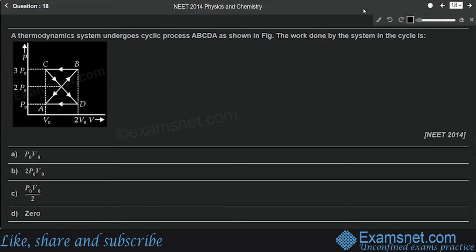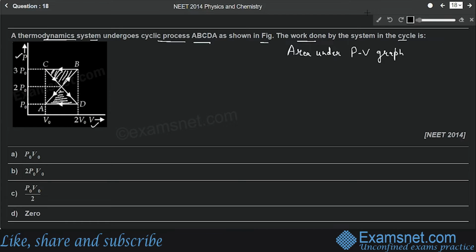Question number 18 is again from the chapter thermodynamics, and the question is, a thermodynamic system undergoes cyclic process ABCDA as shown in figure. The work done by the system in the cycle is, okay, so we can see that this is a PV graph and we know that the work done is equal to the area under the PV graph, right? Area under the PV graph. So let's see. Under this graph, two triangles can be seen here. Okay, this is the first triangle formed, upper triangle, and this is the second triangle, lower triangle. Okay, so if we add up the areas of these two triangles, we'll find the total area.